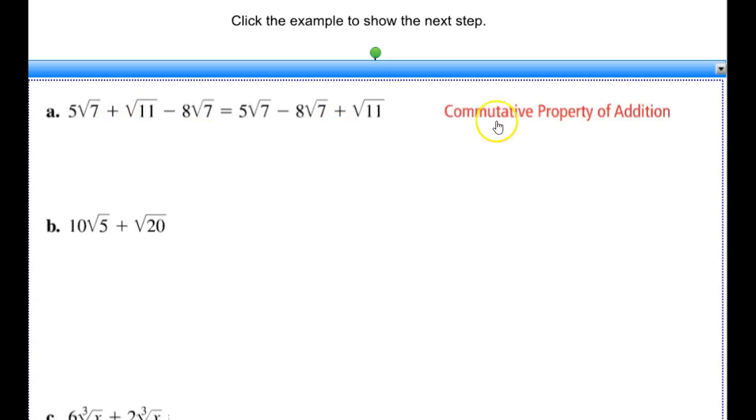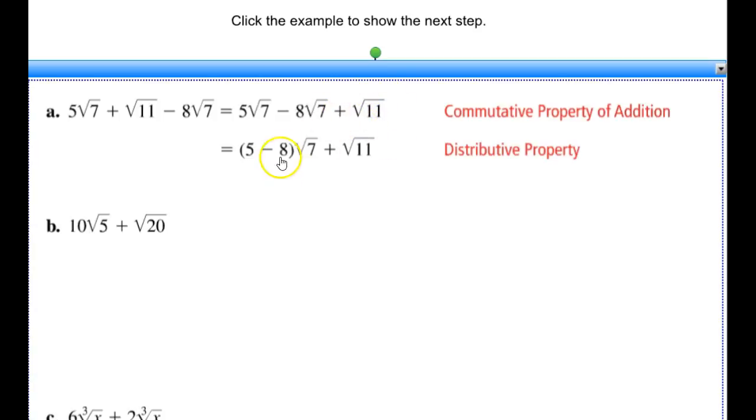So the first thing I want to do is use my commutative property of addition, which just rearranges my terms. So I want to get everything that has a square root of 7 together and then everything else that's similar together as well. So now I can use my distributive property. This is like saying the square root of 7 is like apples and the square root of 11 is like oranges.